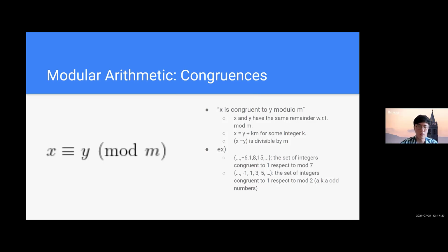So you can think of it as, while we are dealing with modular arithmetic in this case, we treat all of these, -6, 1, 8, 15, and so forth, as the same number. Also, for -1, 1, 3, 5, this set of integers is congruent to 1 with respect to modulo 2. So in the mod 2 system, all of the odd numbers are considered the same number. Now we just talked about the basic expressions and the motivation we had for using modular arithmetic.